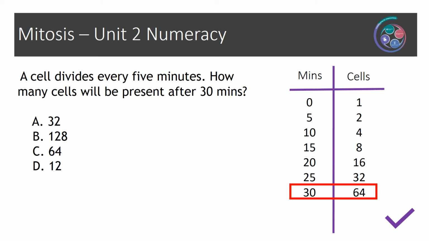I know to stop here because the question has told me to find out how many cells will be present after 30 minutes. To check our answer is correct, because this is multiple choice, it must be one of the 4 options. We have 64, and if you have a look at our options, you will see our answer would be C.